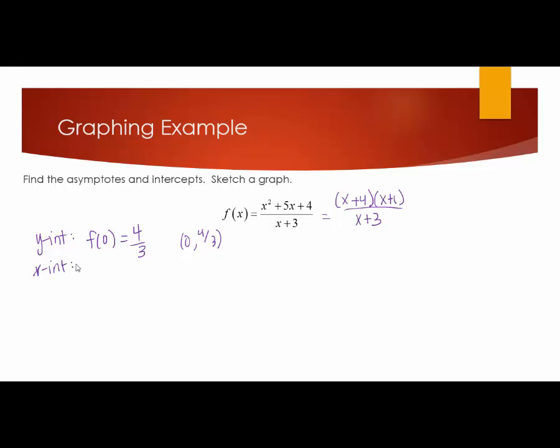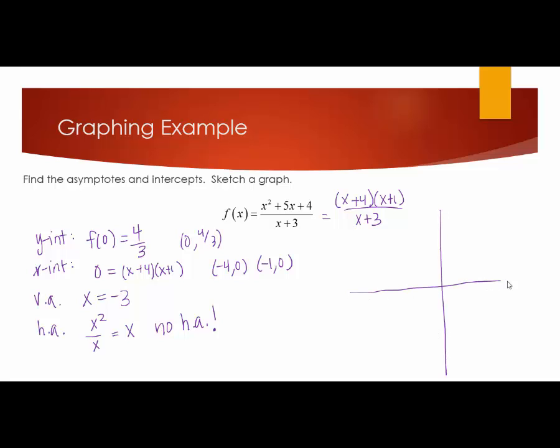X-intercepts are the zeros of the numerator. So it looks like I've got two of them, (-4, 0) and (-1, 0). My vertical asymptote is the zero of the denominator, x = -3. My horizontal asymptote, well, ratio of leading terms. Do you remember this case? We had one in some pictures we were looking at that had an asymptote similar to this. There's no horizontal asymptote. There is, however, some interesting long-run behavior associated with this.